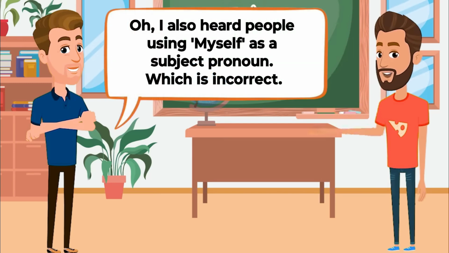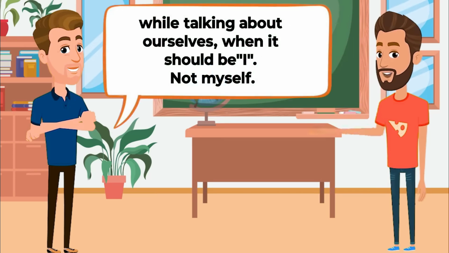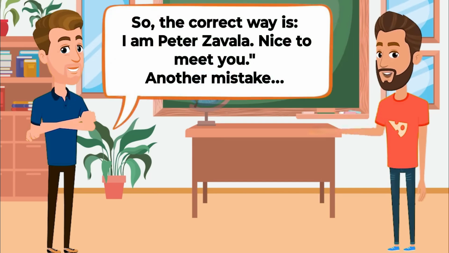Oh, I also heard people using myself as a subject pronoun, which is incorrect. For example, myself, Peter Zavala, nice to meet you. We use myself as a subject pronoun while talking about ourselves, when it should be I, not myself. So the correct way is I am Peter Zavala. Nice to meet you. Another mistake.